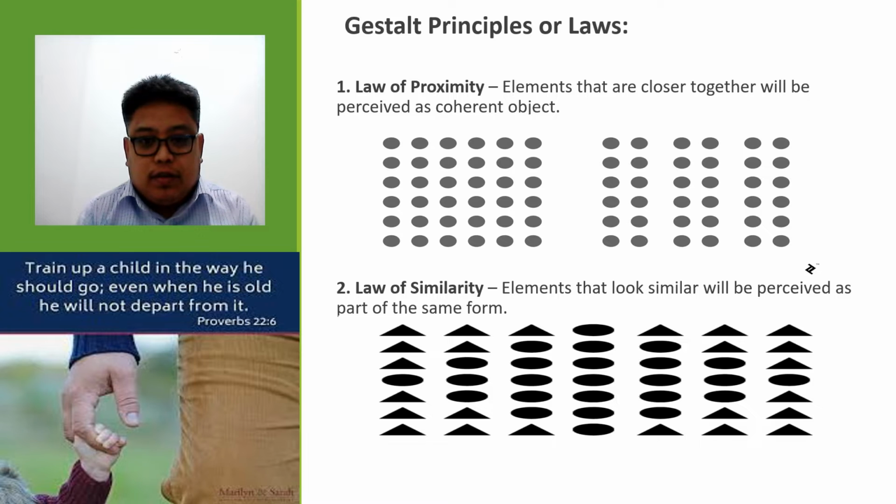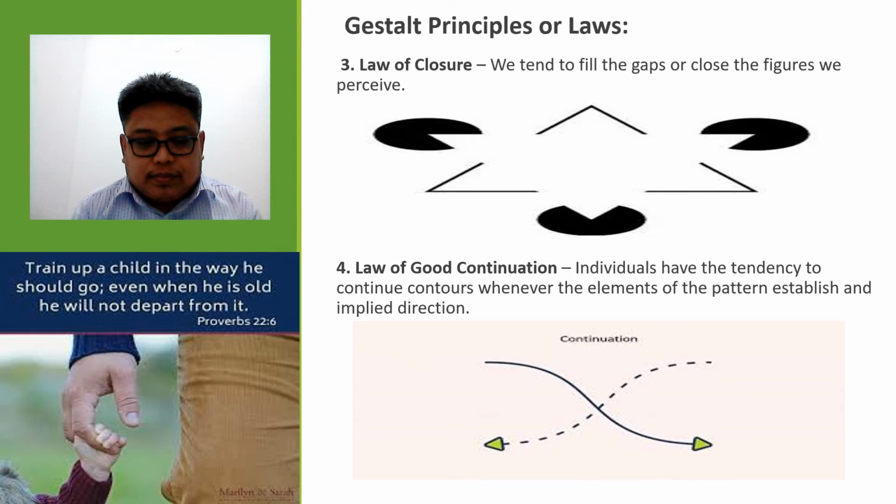Gestalt principles or laws. Number one is the law of proximity. Elements that are closer together will be perceived as coherent objects. Number two is the law of similarity. Elements that look similar will be perceived as part of the same form. Number three is the law of closure. We tend to fill the gaps or close figures we perceive.